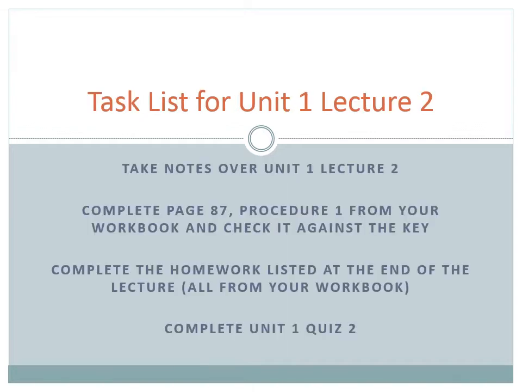So our task list for this lecture: first, take notes over this lecture here. Then there is a little activity on page 87 of your workbook. It's procedure 1. So I'd like you to complete that and then check it against the key. The key will be posted on Moodle. Then you can complete the homework listed at the end of the lecture. This is all from your workbook. Per usual, it is due on the day of the exam. And then I need you to complete Unit 1, Quiz 2, which is over the information on this lecture.